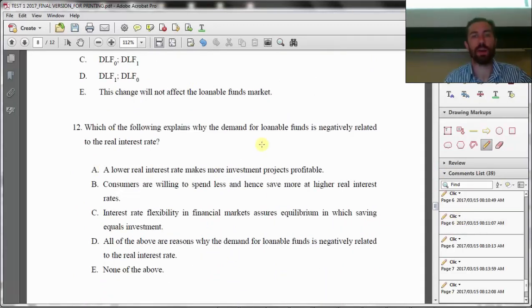Which of the following explains why the demand for loanable funds is negatively related to the real interest rate? Okay, so the demand for loanable funds is downward sloping.